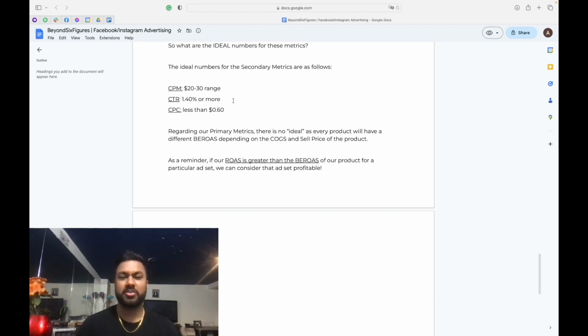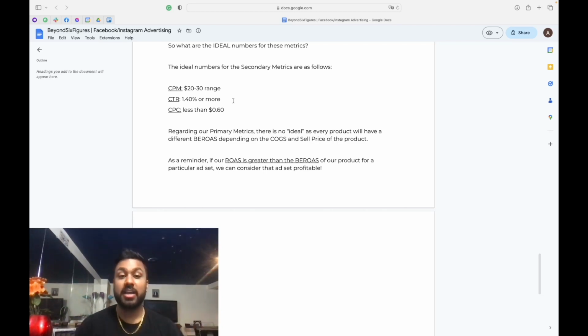So regarding our primary metrics, there's no ideal for every product, right? It's going to be different because it really depends on the cost of goods sold and the sell price of the product. So you might have a product with a break-even ROAS of 1.5, and then you might have a product with a break-even ROAS of 2, right? But you can't really tell which one's doing better than the other based on just the break-even ROAS. You have to see the performance, and the primary metrics therefore cannot be set as an ideal range because you have two different baselines, right? You have one break-even ROAS here and one break-even ROAS here, and therefore it's very important for you to understand that both these metrics are very, very important, both primary and secondary.